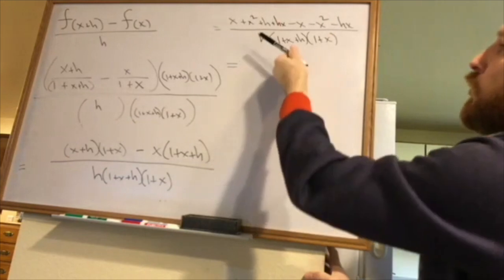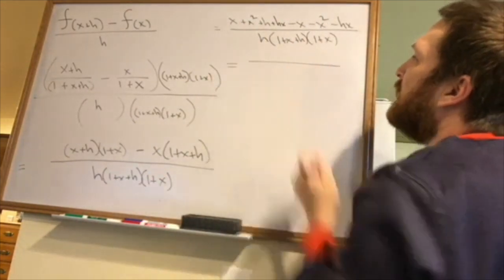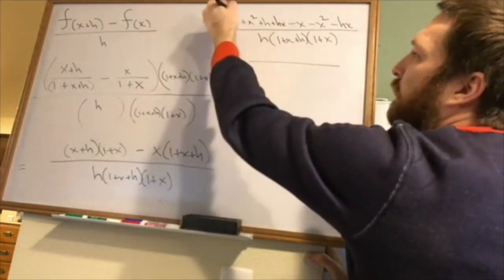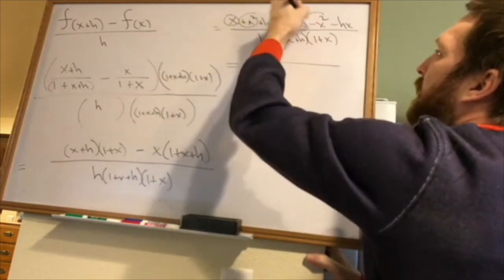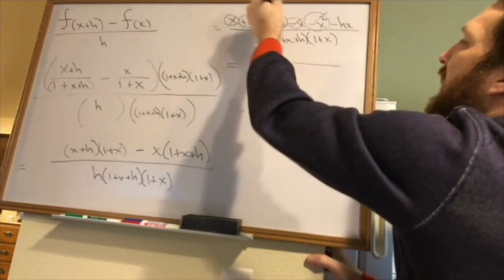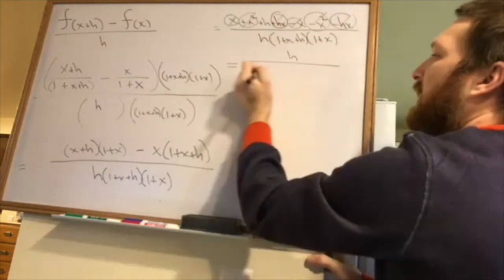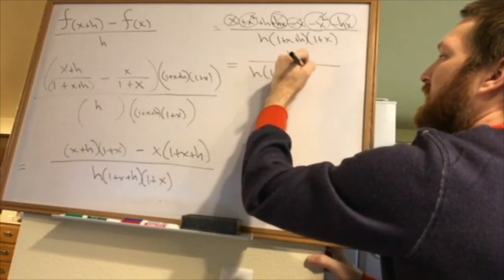And so what am I left with on the top in the numerator? Pretty sure it's just h. Let me double check that. We have a plus x minus x is gone. Plus x squared minus x squared is gone. Plus hx minus hx is gone. All I'm left with is one positive h. So I'm going to copy the denominator down exactly.